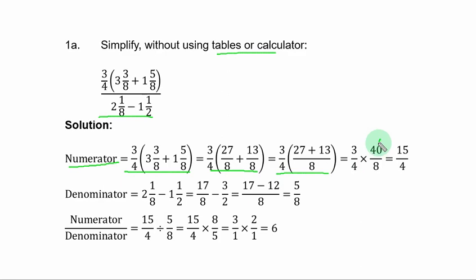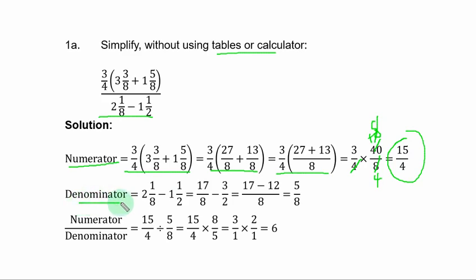Now divide 40 by 4. You have 10 in this place. You reduce 10 and 8 by 2. Here remains 4. Here becomes 5. 5 times 3 is 15. So you have 15 over 4.